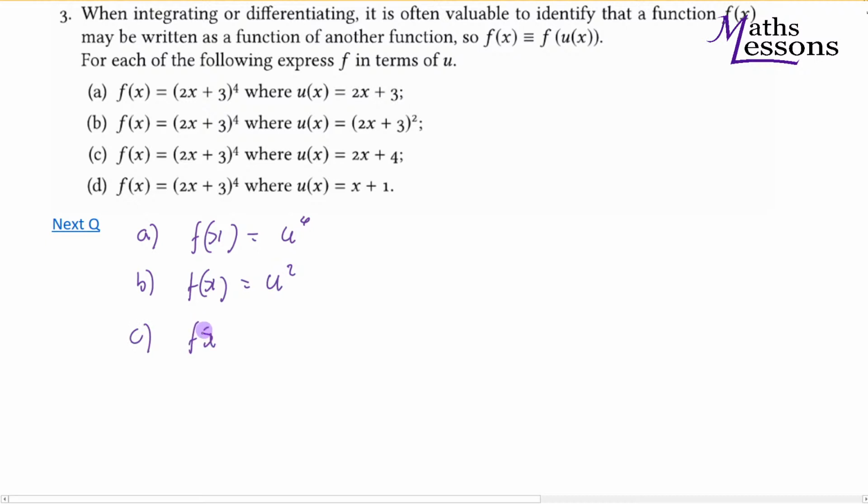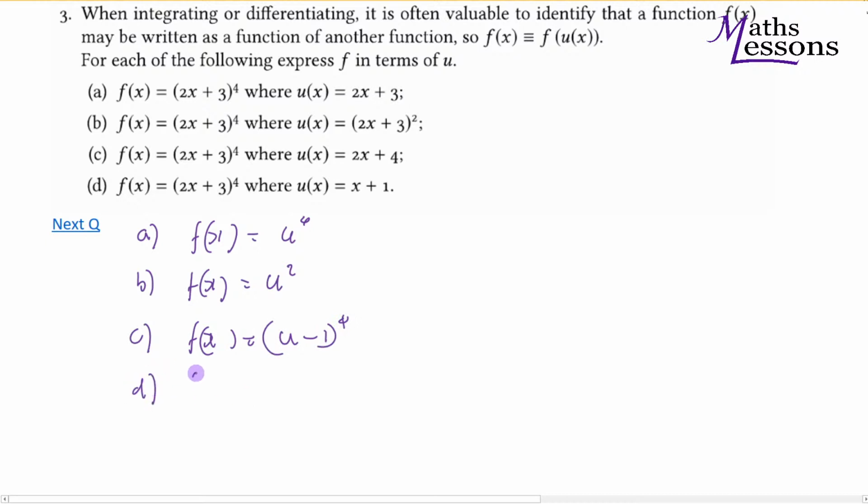C, f of x, again we've got u is equal to 2x plus 4. Now we've got 2x plus 3. So therefore, we're going to have to take away 1 from this to get that. So you've got u minus 1 to the 4.